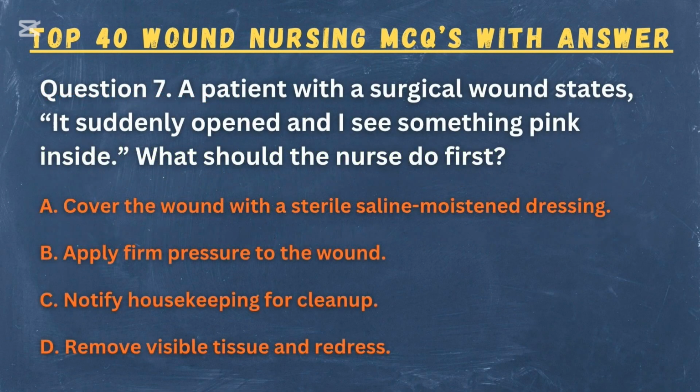Question 7. A patient with a surgical wound states, "It suddenly opened, and I see something pink inside." What should the nurse do first? A. Cover the wound with a sterile saline moistened dressing. B. Apply firm pressure to the wound. C. Notify housekeeping for cleanup. D. Remove visible tissue and redress.